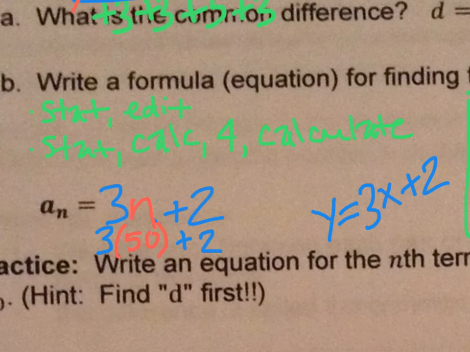And that would be a_50. Because a_50 is the 50th term, so I plug in 50 for n, and that would be the number that goes with that position in the sequence. So 3 times 50 is 150, and 150 plus 2 is 152. Now nowhere in our notes did it ask for the 50th term. I was just adding an extra example there.